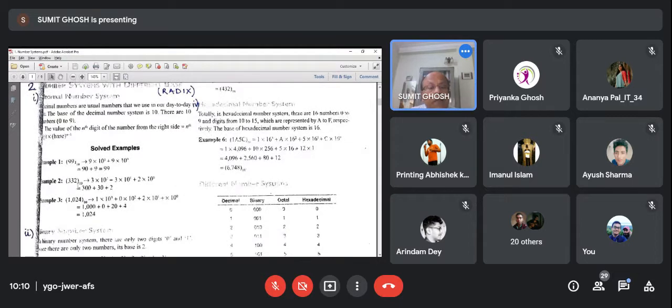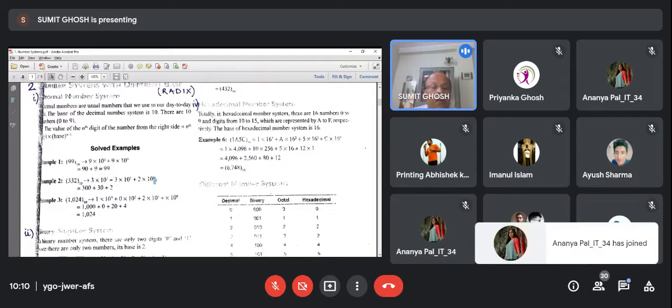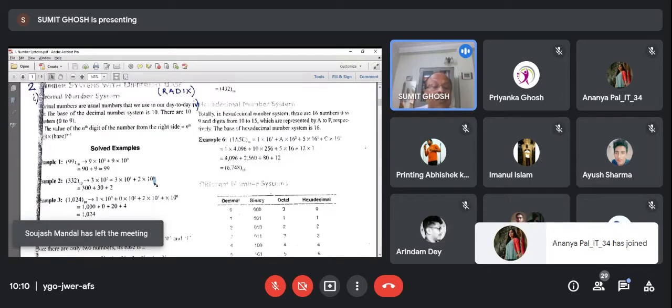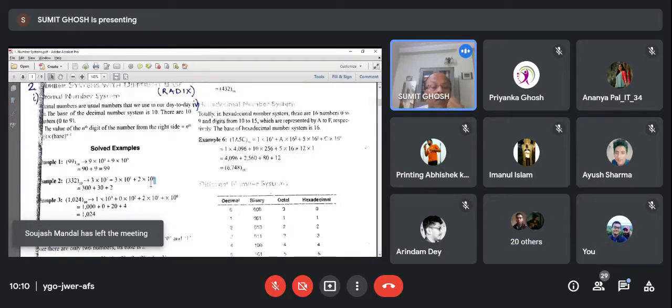Doesn't make any difference. This number 332 in decimal can be written like this. The rightmost digit is called the least significant digit because it has a weightage of 0, 10 to the power of 0. So how do you get the figure 332? The rightmost digit is 2, so you write 2 times 10 to the power of 0, because the position of this 2 is the 0th position, not 1. It does not start from 1, it starts from 0.